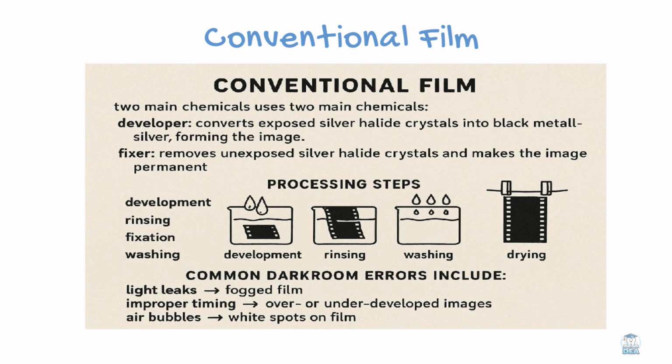Conventional film uses two main chemicals. Developer converts exposed silver halide crystals into black metallic silver, forming the image. Fixer removes unexposed silver halide crystals and makes the image permanent. The processing steps are development, rinsing, fixation, washing, drying.